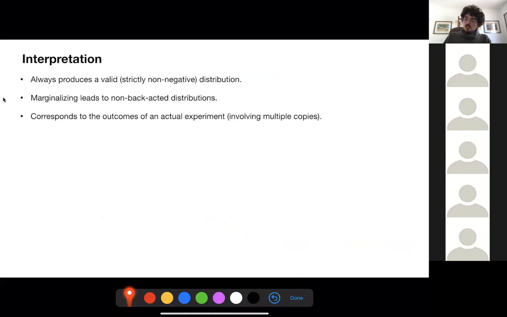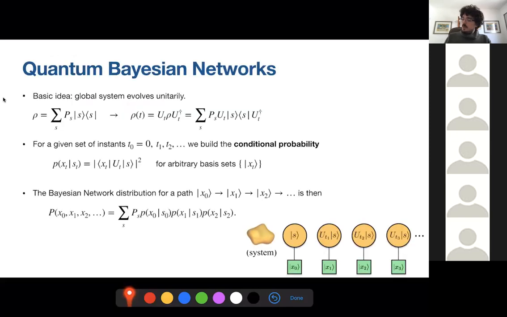Cool. So what's interesting about QBNs is that they always lead to a valid probability distribution. I mean, it's strictly non-negative, normalized, and so on. It's a valid measure. If we marginalize over any variable, we always get something genuine, and we also get something which is non-back-acted. I'll show an example in a second. But the idea is that if we come back here and we want to say, well, I don't want this guy, I want to throw this away, then the resulting distribution would not be affected by this. If we had done the measurement, then even if we marginalize it, there would still be a perturbation. But since we didn't do the measurement, we can just marginalize over any variable we want.